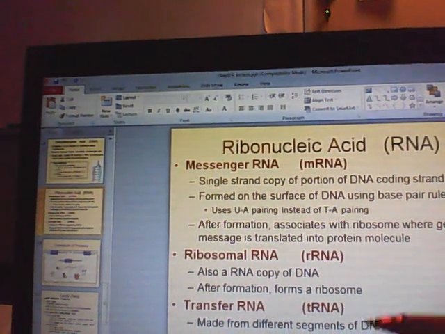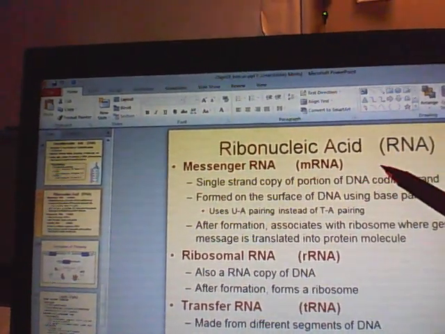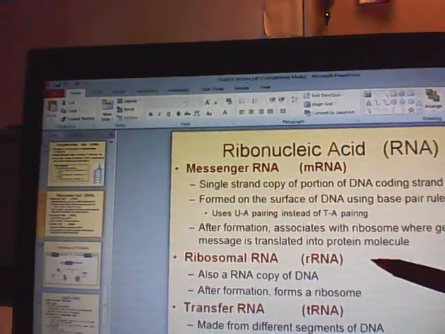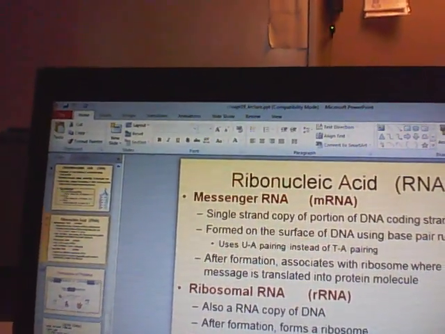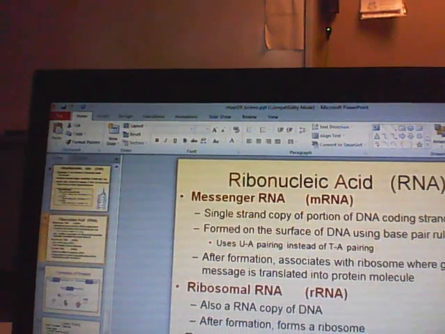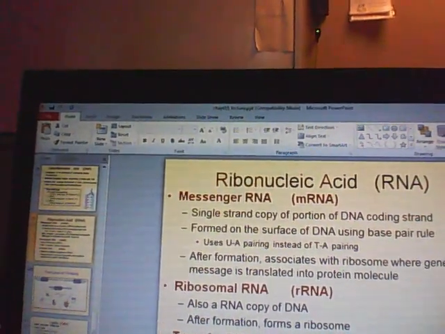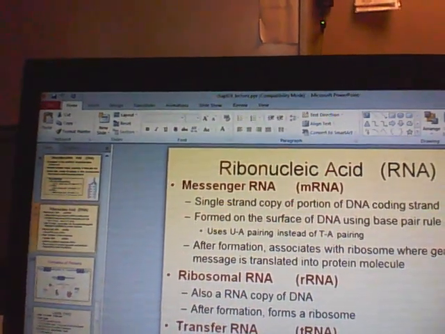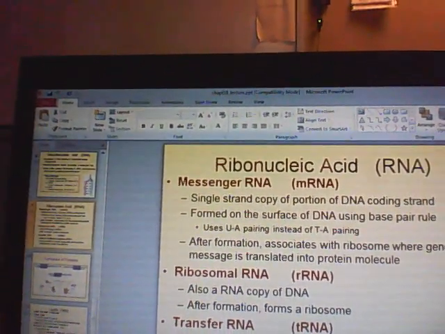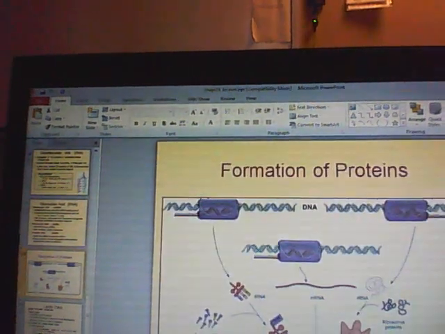So know what each RNA does. Messenger RNA used to make proteins, ribosomal RNA used to make ribosomes, and tRNA used to transfer specific amino acids. If you have those 3 things down and understand what they do, then you have 3 more questions that you answered correctly on the exam.